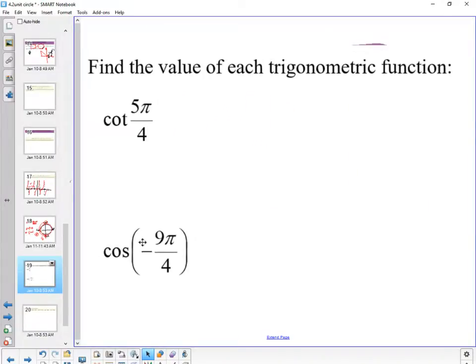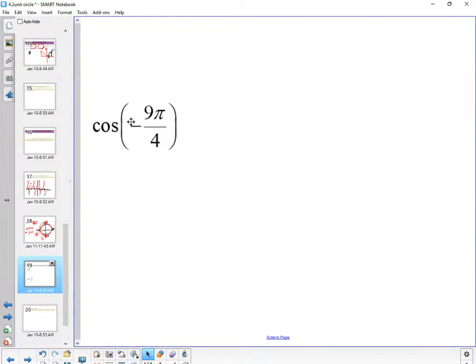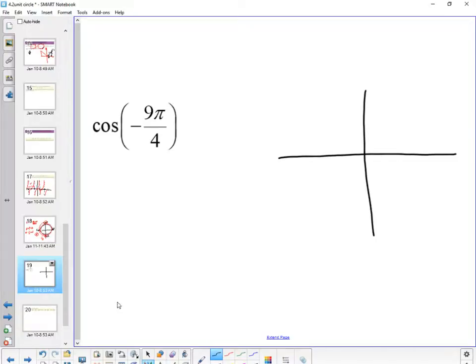Let's do cosine. Now again, if you want to work it in radians, go for it. Do it in the radians. Yes, try to do it. My denominators are 4, which means I'm working with what type of angles? 45s, right? So I'm going to kind of break it here.